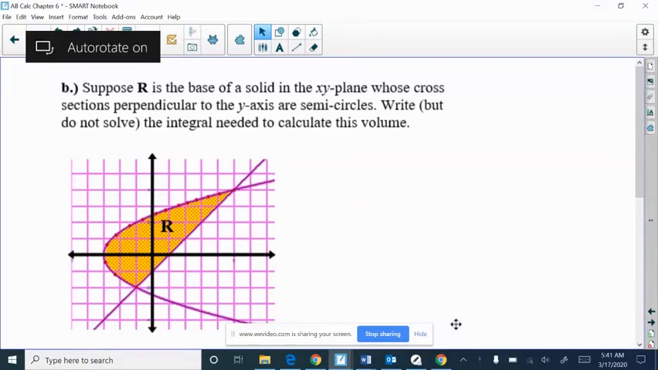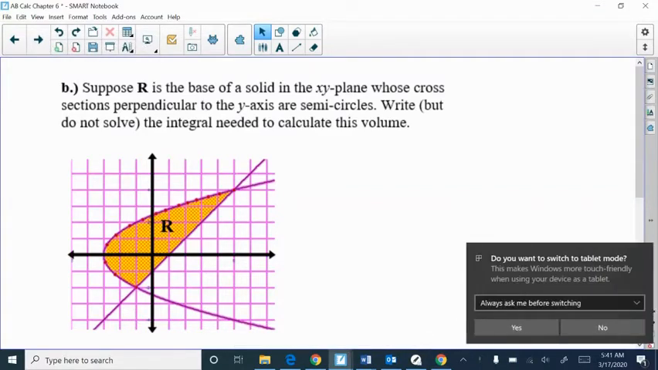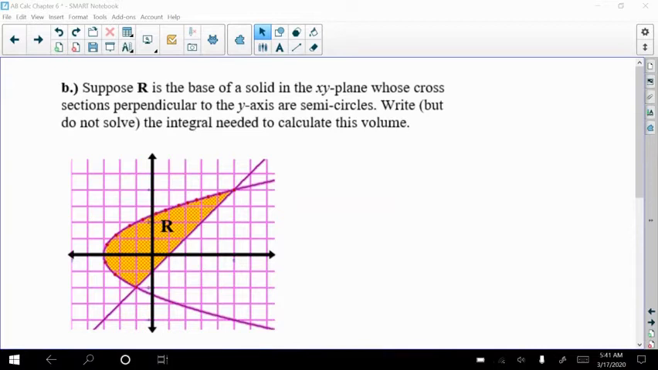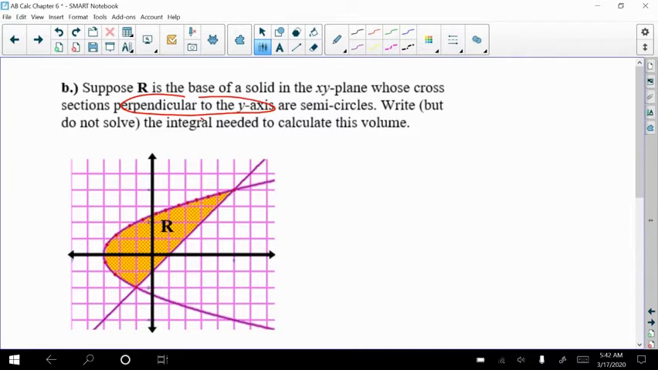Okay, so let's go ahead and finish up these examples of cross section. And again, these last two, I'm noticing both are going to be perpendicular to the y-axis. And when they're perpendicular to the y-axis, just to reiterate, things are going to be in terms of y, and you're going to be measuring your typical cross section from right to left.